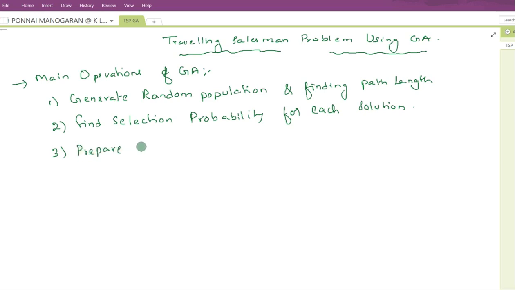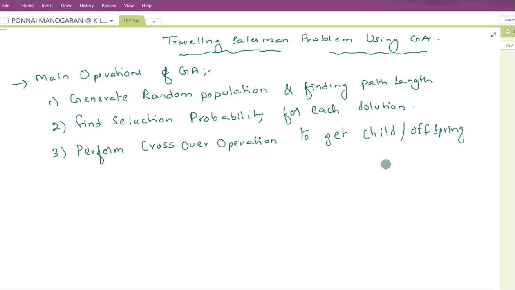Prepare, or you can directly write, perform crossover operation to get childs or offspring solutions.